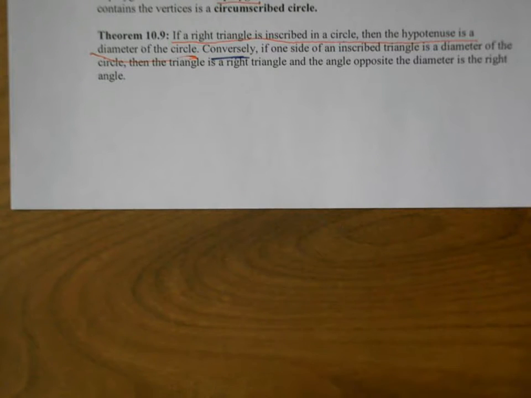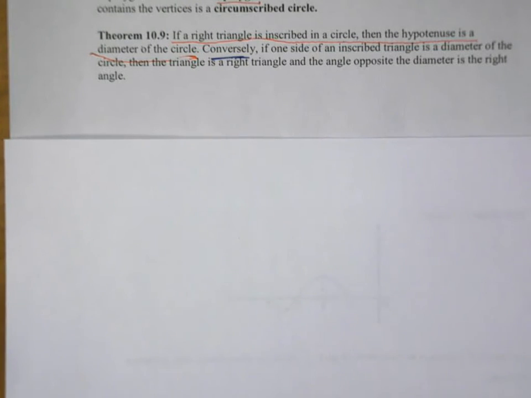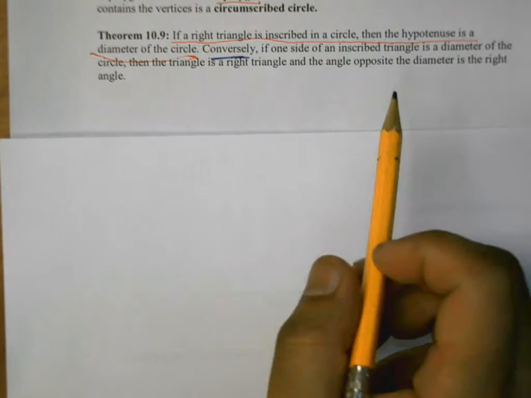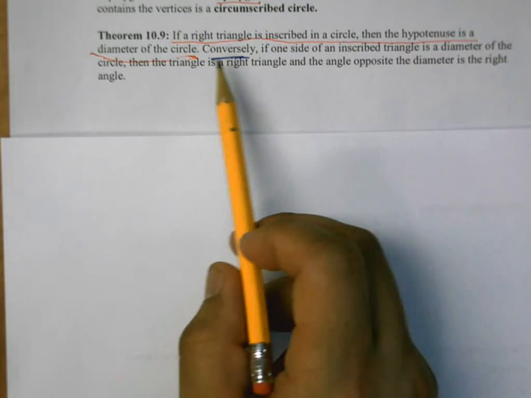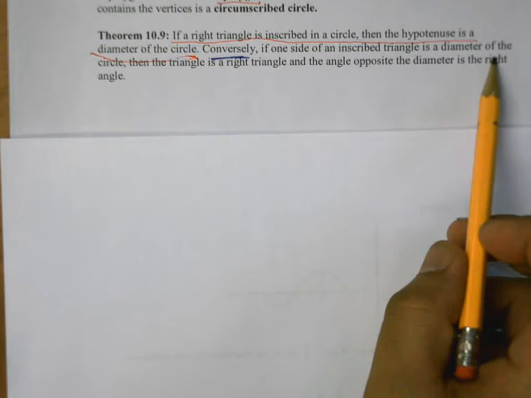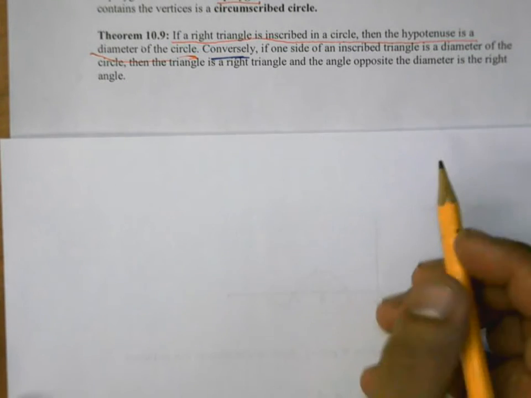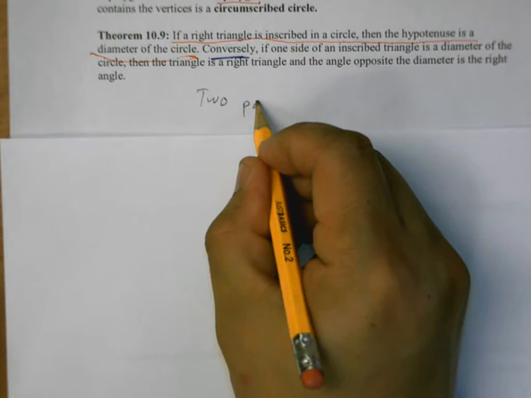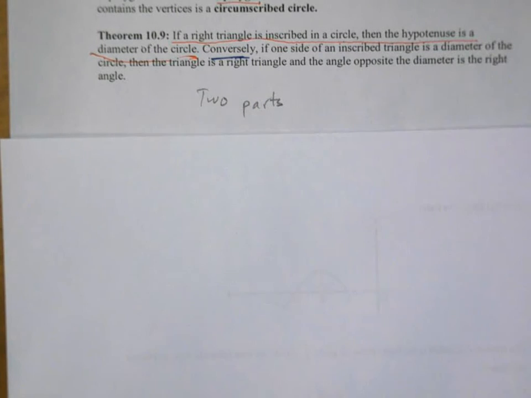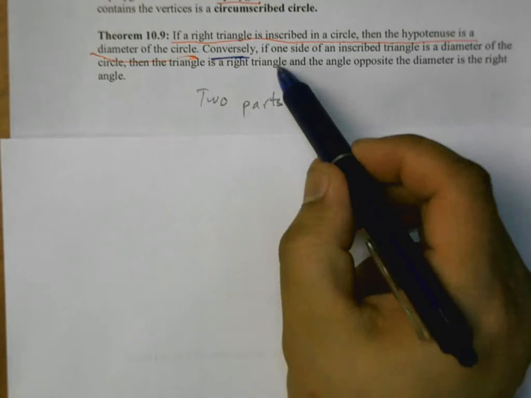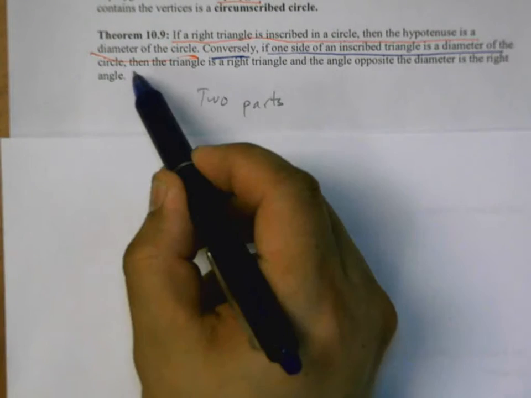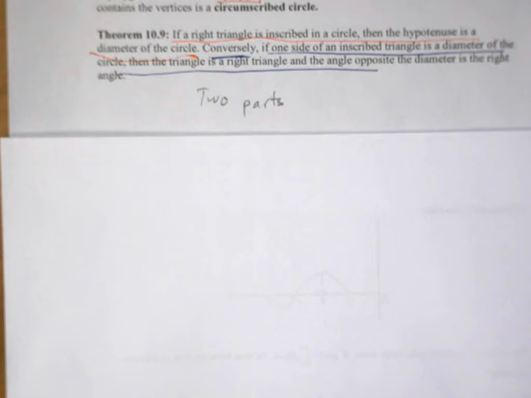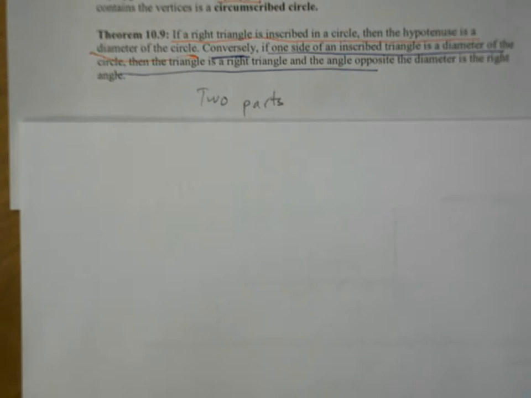So let's jump right into the next theorem, which says if a right triangle is inscribed in a circle, then the hypotenuse is the diameter of the circle. Conversely, if one side of an inscribed triangle is the diameter of a circle, then the triangle is a right triangle. So there's actually two parts to this. There's the original part, which I underline in red, and then there's the converse, which is the rest of this. If one side of an inscribed triangle is the diameter of a circle, then the triangle is a right triangle. Okay. I can actually capture both of these parts with a single picture.